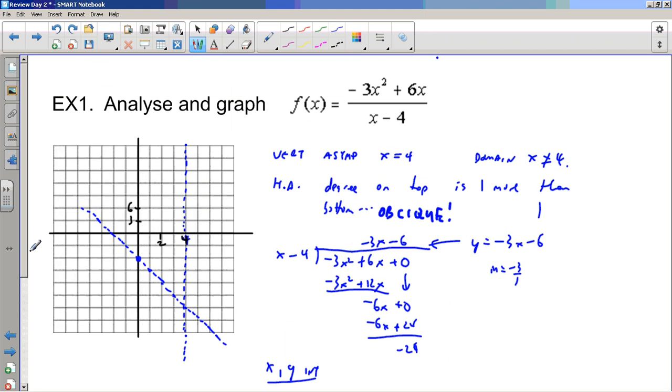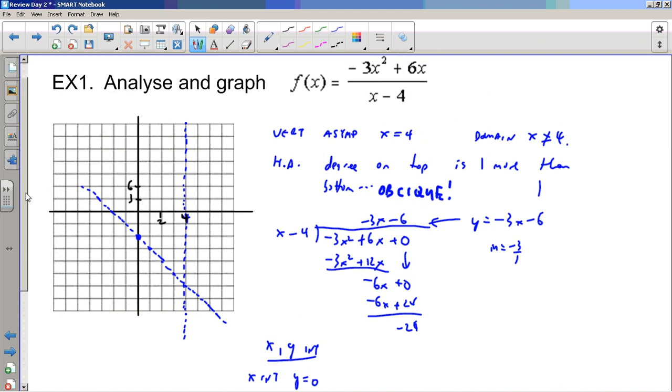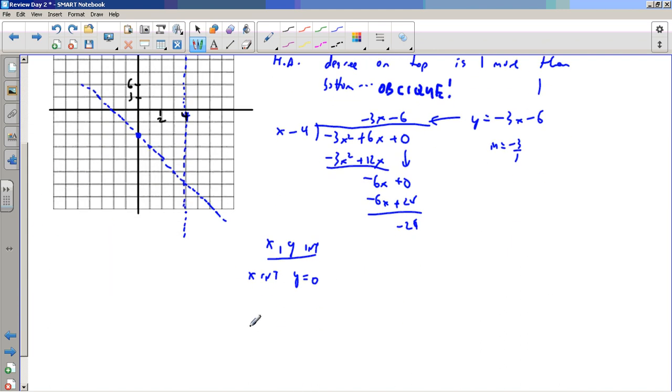So the x-intercept is when y is 0, right? And then when y is 0, I'm solving that rational equation. See, this is why this graph is a good example, because I'm also going to get a chance to solve a rational equation for you.